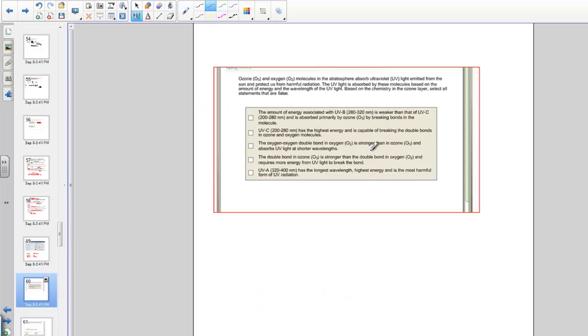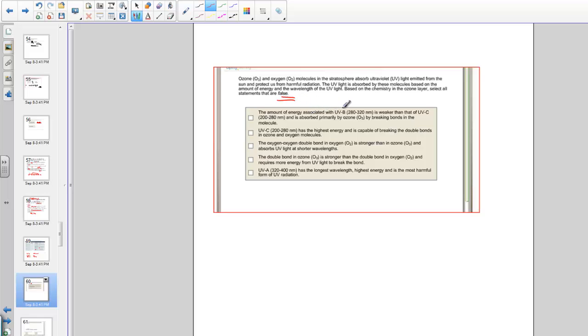Let's digest that, and this is a Sapling question. Here it says ozone, which is O3, and oxygen, or O2, are molecules found in the stratosphere, and their job is to absorb UV light emitted from the sun, protecting us from harmful radiation. That UV light is absorbed by the molecules based on the amount of energy and their wavelength. Based on the chemistry of the ozone layer, select all that are false.